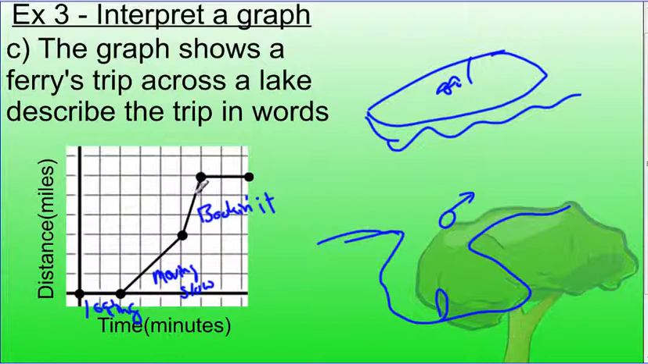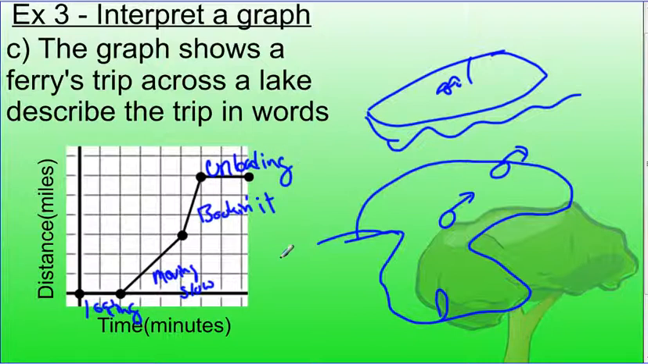And now look at this. The distance, this time thing, its speed is 0 again. Why would the speed be 0? Well, what if it got to the other side of the lake? The people aren't going to jump off while it's moving, so it has to stop over here for people to get off. So, loading, unloading.